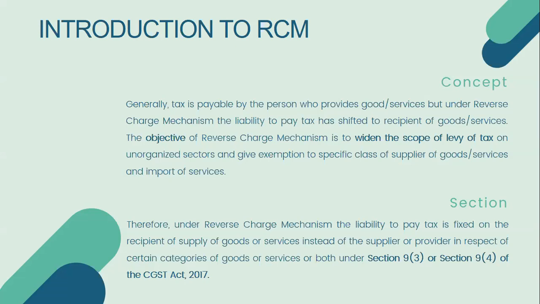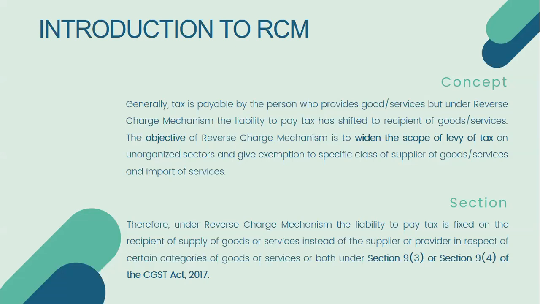So under GST, the liability to pay GST is determined on the basis of the charge mechanism. It can be of two types. Forward charge mechanism is the default charge mechanism where GST is payable by the taxable person who is supplying goods and or services. But there's another type of charge mechanism, that is reverse charge mechanism. In some cases, GST is payable by the person who is the recipient of the goods or services or both. The collection mechanism when the recipient of supply is made liable to pay tax is called reverse charge mechanism.